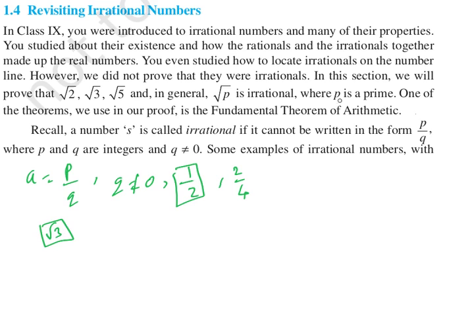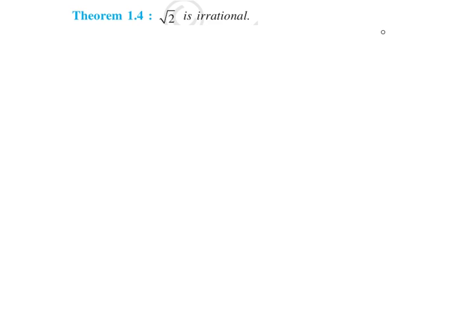So how to prove whether a given number is an irrational number or not? With the help of the fundamental theorem of arithmetic. The fundamental theorem of arithmetic is helpful to prove whether the given number is rational or irrational. So we'll try to prove, first, theorem 1.4 from our NCERT book: root 2 is irrational. We need to prove root 2 is an irrational number. So we'll take the proof now.